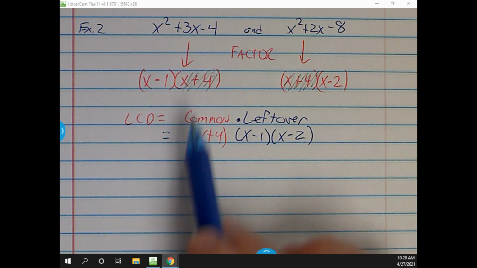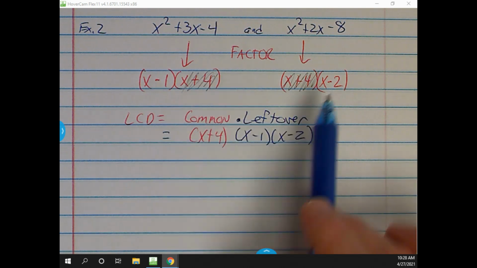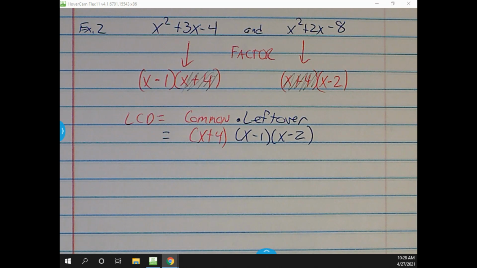So we've got the x plus 4 that's here, the x minus 1, the x minus 2. Now, again, technically, you're supposed to do the common times the leftover, but pretty much anything that shows up in your denominators, those are the things you're going to list for your least common denominator. When you go into pre-cal, they'll make some of these denominators a little bit more complicated, and you have to dig into it a little bit more. But for what we do in Algebra 2, just tell me everything that shows up, and then you're fine there.